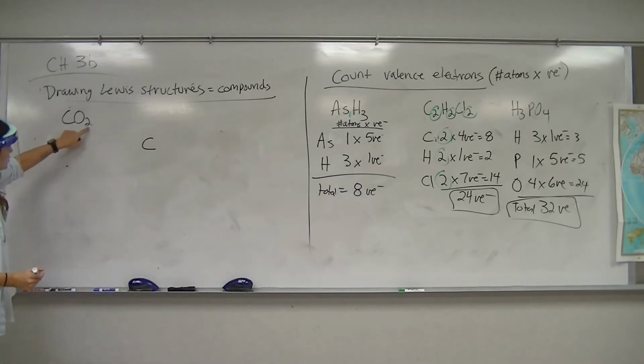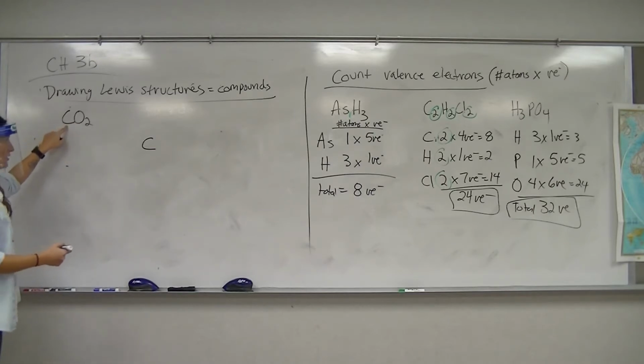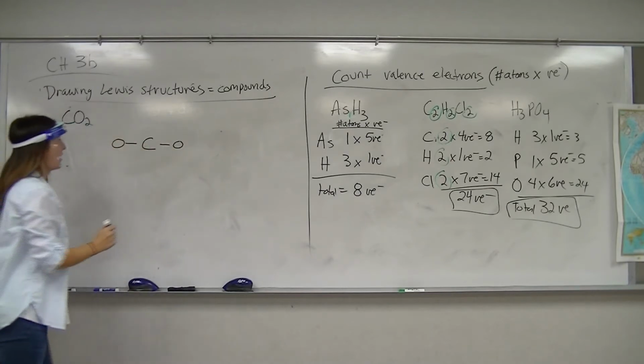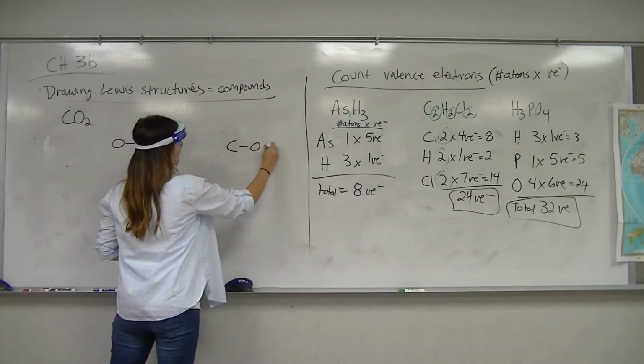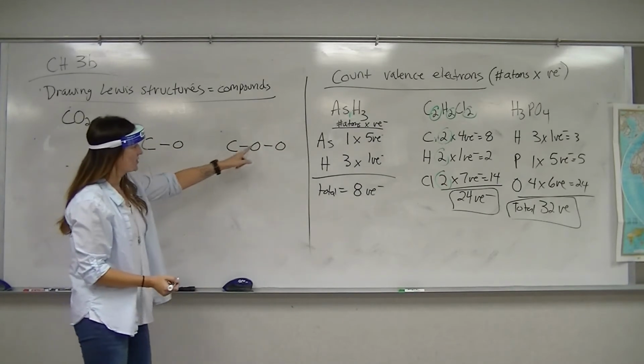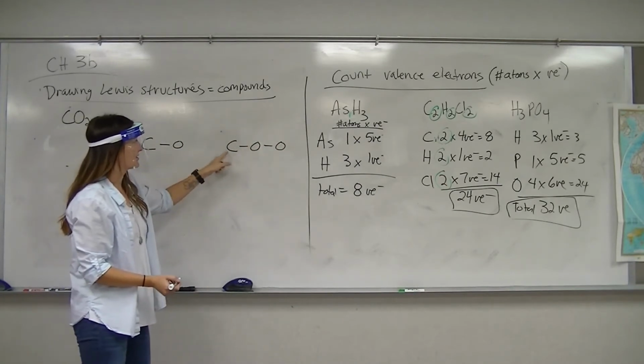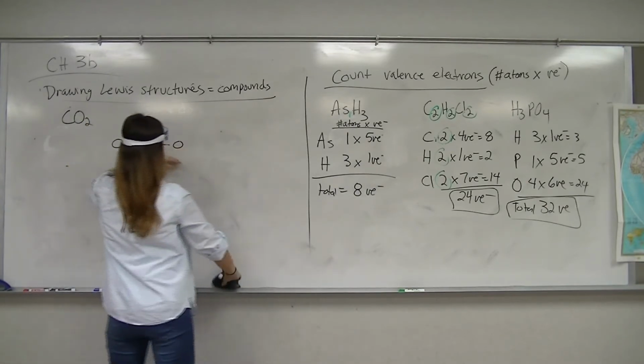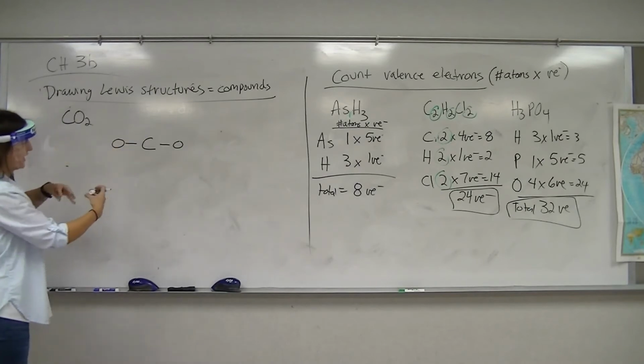Then notice I have 2 oxygens. So I'm going to put an oxygen on either side because I just decided carbon was center. So that means I'm going to have 1 oxygen on either side. I'm not going to do this because this puts oxygen in the center, and I just said the least electronegative atom has to be in the center. Okay, so that's how you can figure out that this would be the correct connectivity of that molecule.